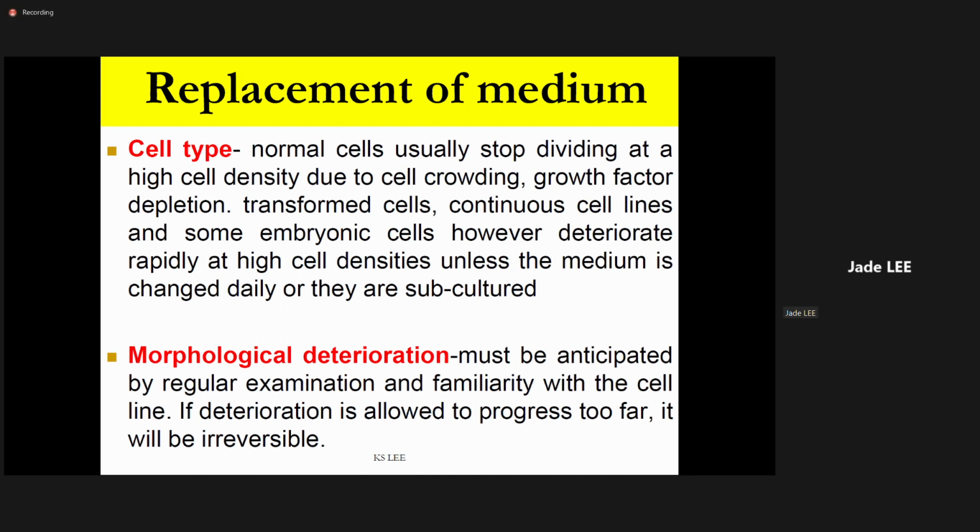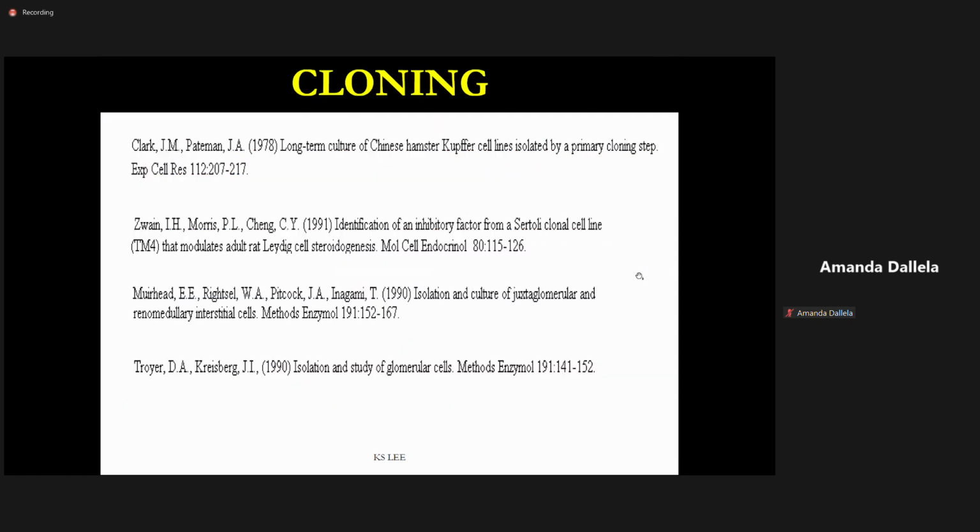So by now you should know when the medium should be replaced, by looking at these 4 different parameters. So far, okay? Am I going too fast? Okay.